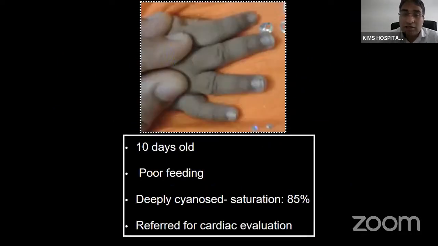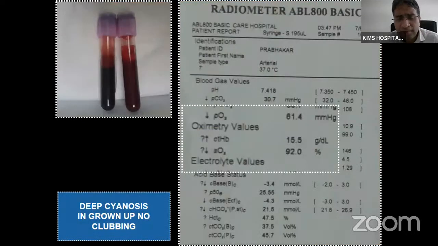So this is an example of peripheral cyanosis in the presence of thrombotic occlusion of the periphery. Now there's a 10-day-old, poor feeding, deeply cyanosed, saturation is 85%, referred for cardiac evaluation because the baby is looking very dull. We did the ABG. We found the saturation is 92%, but you can see the blood is still deep cyanosed. So the saturation is 92%, but there is deep cyanosis. Whenever there is such a mismatch, with deep cyanosis and this kind of blood, it is very typical of methemoglobinemia.